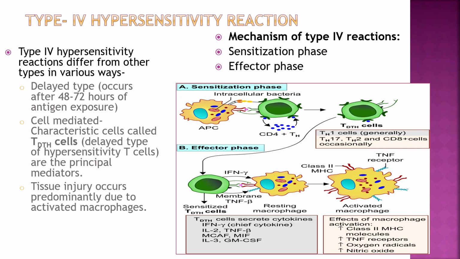So the sensitized TDTH cells secrete cytokines, that is interferon, interleukin 2, TNF beta, then interleukin 3. Then these activated macrophages cause activation of class 2 MHC molecules, increase tumor necrosis factor receptors, oxygen radicals, and increase nitric oxide.